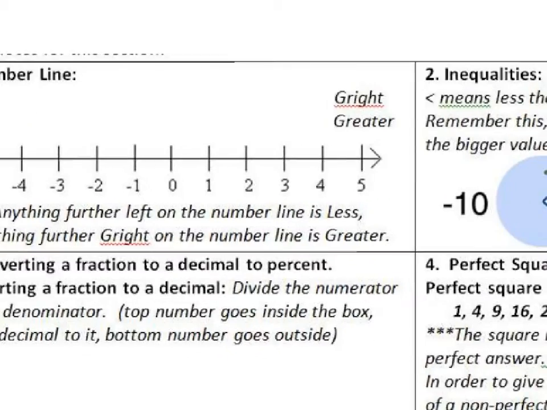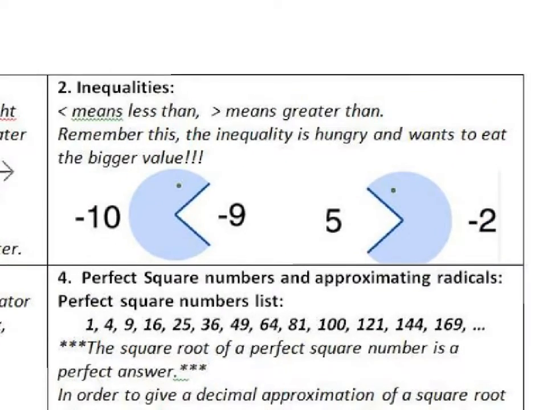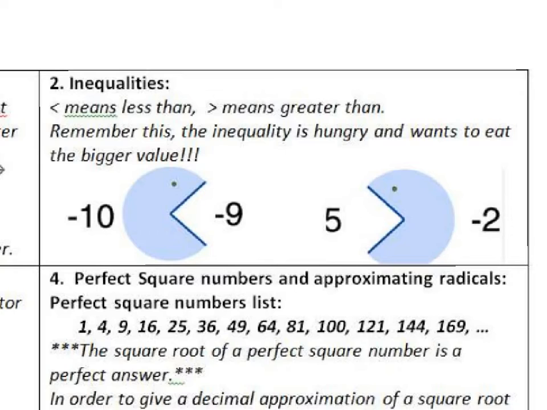Once you understand those less than and greater than, now you can start using the symbols to show which one is greater or less. Notice that I'm using Pac-Man just as a visual. The Pac-Man is eating the biggest number, and that's what we do. We always have the Pac-Man eating the biggest number. How do we know which one is the biggest number? Well, remember that when you compare the -10 and the -9, the -10 is further away on the left side of the number line than the -9.